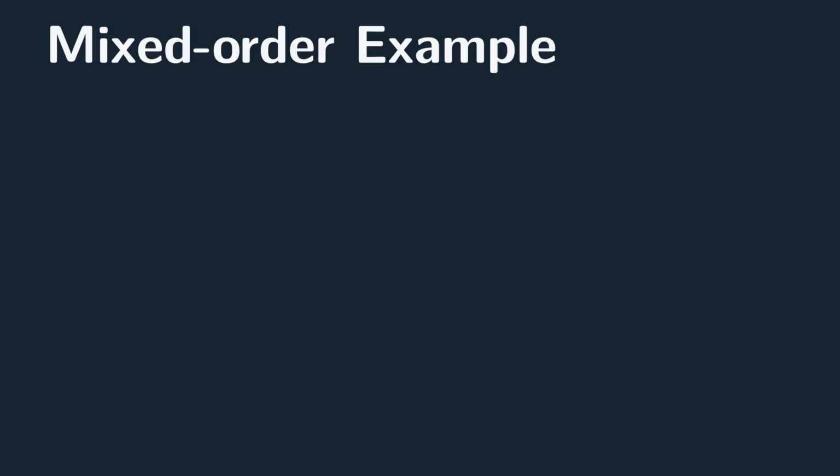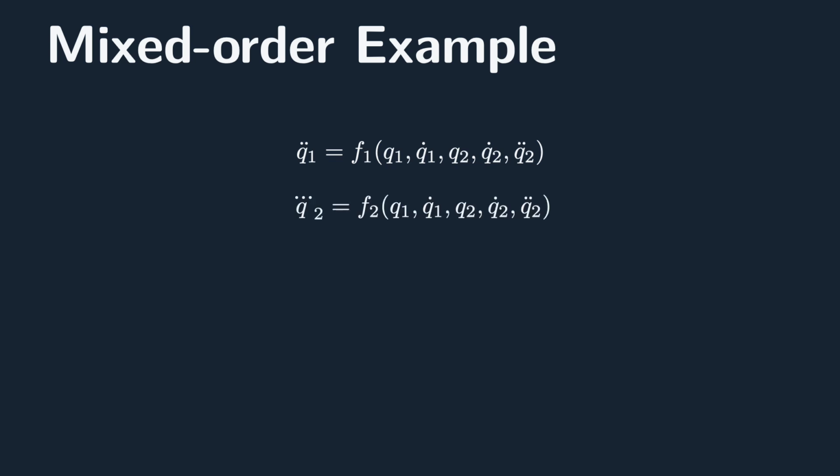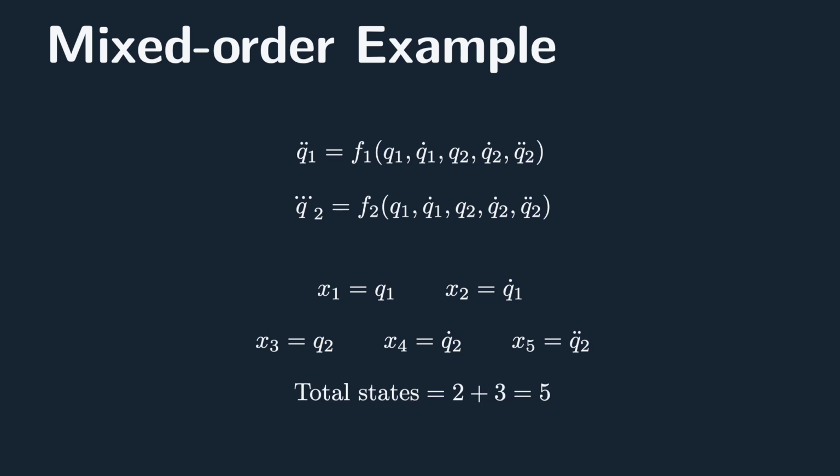Before we state the general rule, let's look at one mixed order example. Suppose one coordinate is governed by a second order equation and another coordinate is governed by a third order equation. The exact functions on the right hand side are not important here. The main point is the order of each coordinate. The first coordinate contributes 2 states, q1 and q1 dot. The second coordinate contributes 3 states, q2, q2 dot and q2 double dot. So the total number of states is 2 plus 3, which gives 5 states.